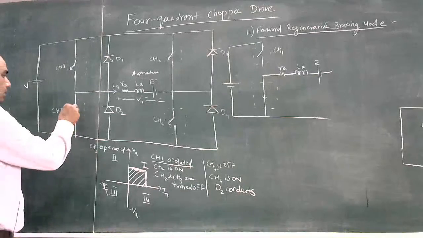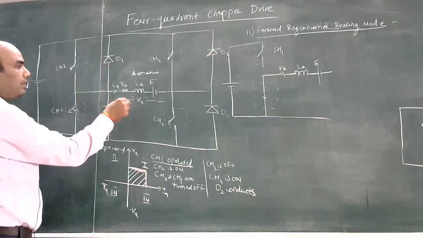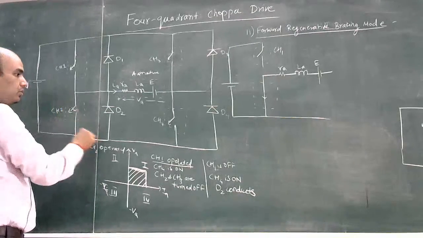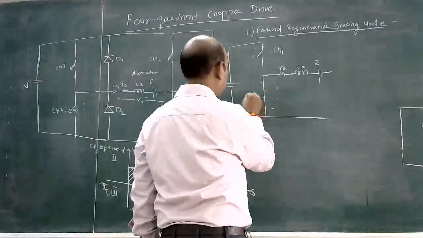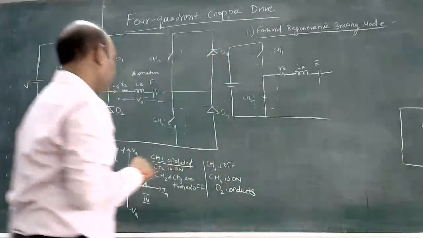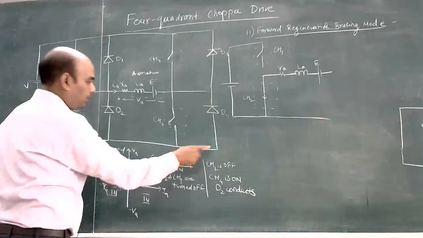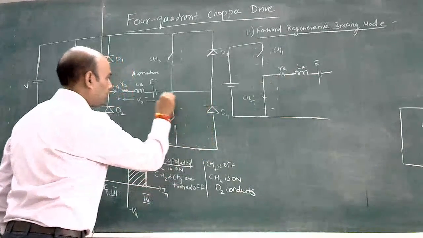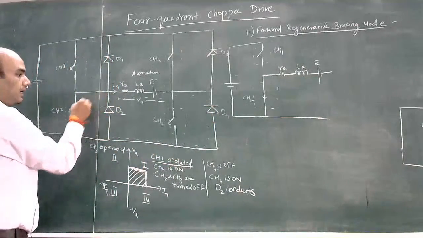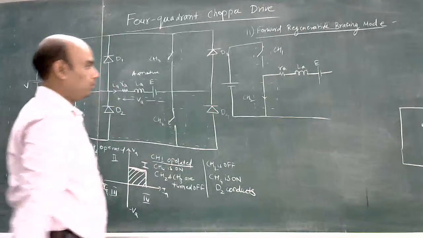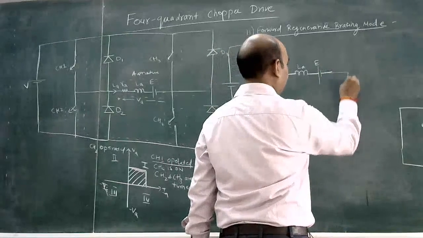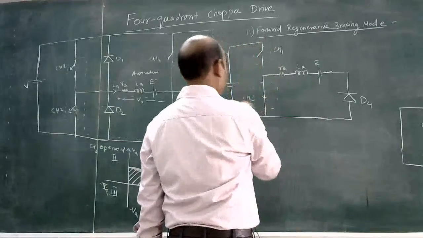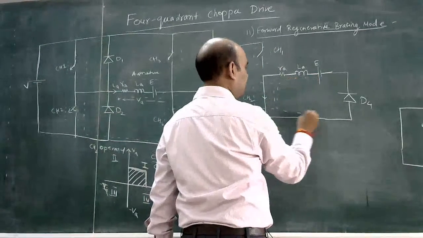And then the current will reverse because current is flowing. The CS2 is open. Okay. So this is CS2, and the only possible circuit that IA can flow is through this D4. Okay, so this current will flow through D4. Okay. So this is IA will flow.